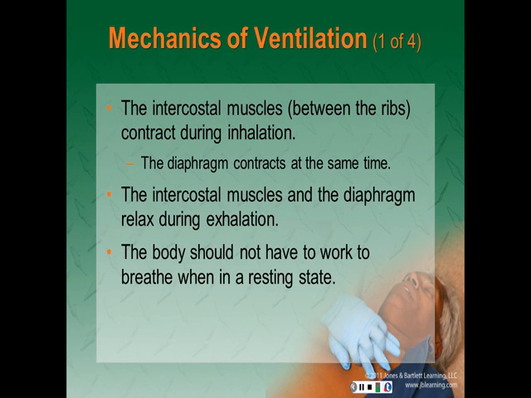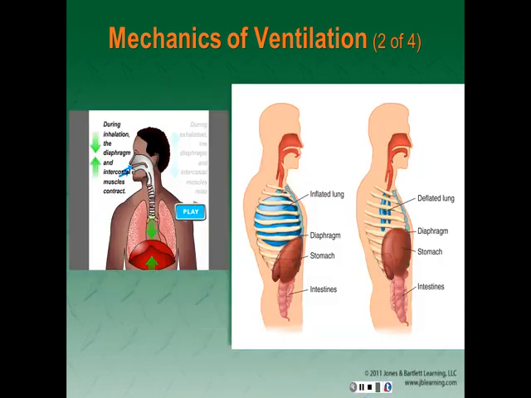The intercostal muscles, which are the muscles between the ribs, contract during inhalation. The diaphragm contracts at the same time, and the inner thoracic pressure inside the chest decreases, which creates a negative pressure differential. Air then enters the lungs through the nose and mouth. The intercostal muscles and diaphragm relax during exhalation, and this allows air to be exhaled. The body should not have to work to breathe when in a resting state. And this animation shows what we were just talking about.